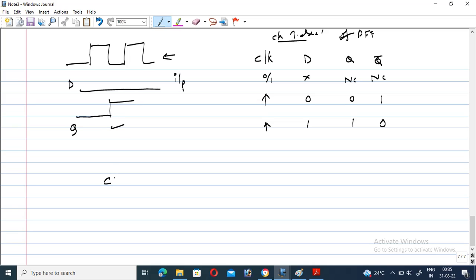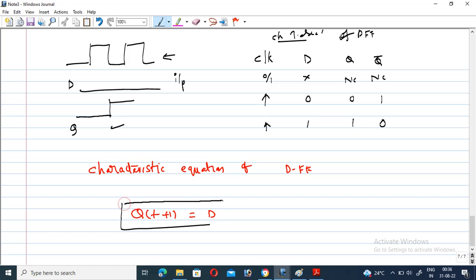So the characteristic equation of D flip flop can be represented as Q(t+1) is equal to D. So whatever the input is there, the same input is present at the output side. So that's why it is a data flip flop. We can call a D flip flop also a data flip flop.